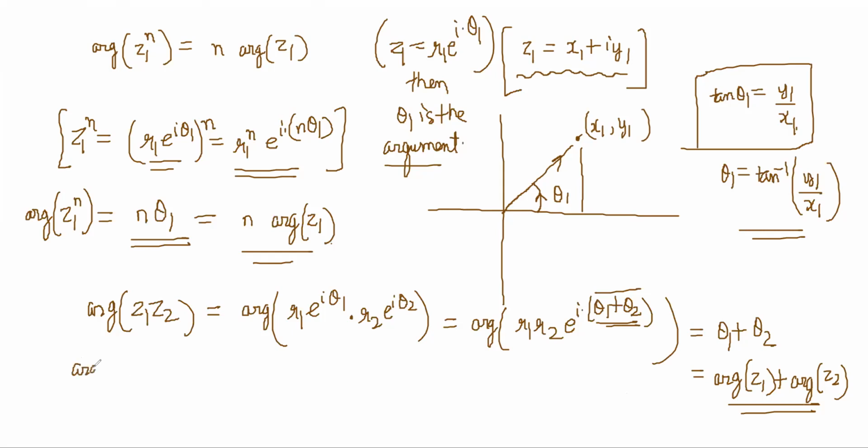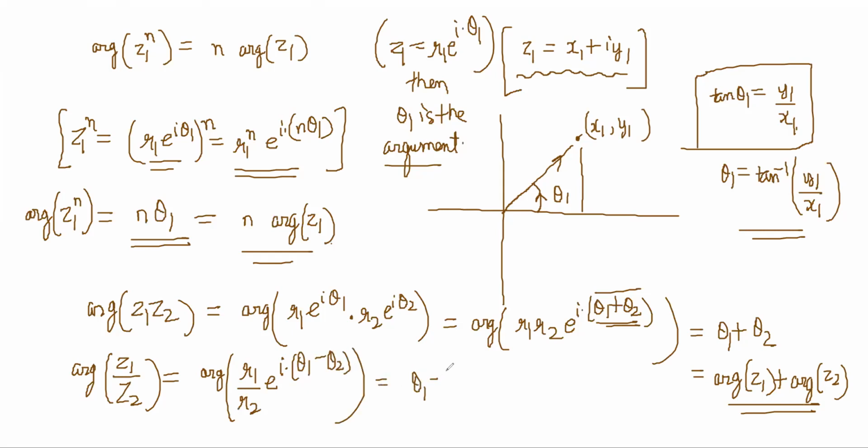Similarly, you can also prove that argument of z1 by z2 will be equal to argument of (r1 by r2) e^(i (theta 1 minus theta 2)). So that is theta 1 minus theta 2, which is equal to argument of z1 minus argument of z2, right?